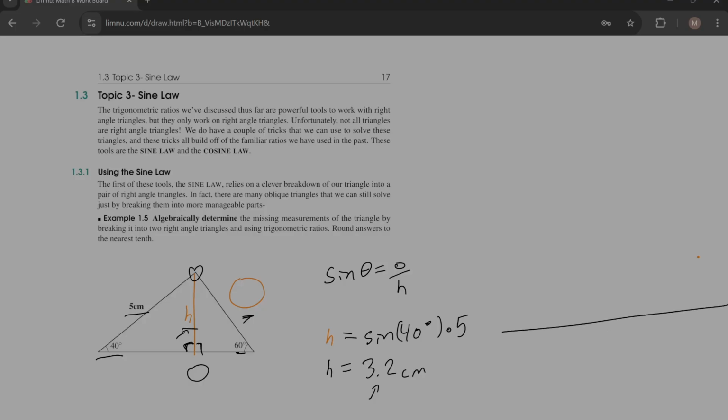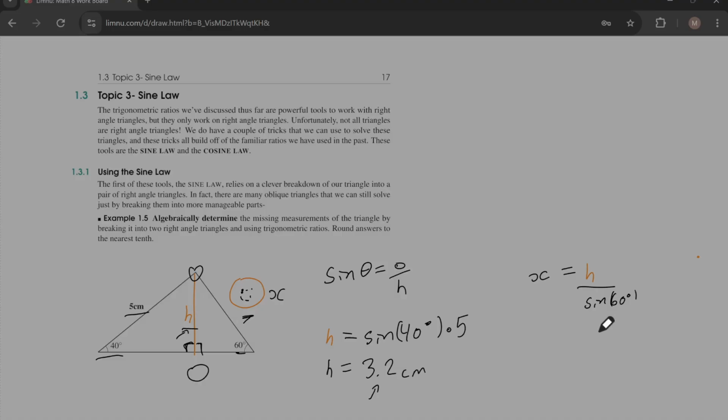For my next step, I'm going to use H in order to find this. So I'm going to rearrange this formula again to find my missing measurement. In order to find the hypotenuse, it's going to use our measurement here, H. And let's give this a label. Let's call this X. So X is going to be equal to H divided by sine 60.